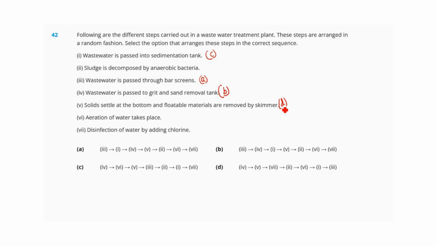After that, the remaining sludge is decomposed by the anaerobic bacteria. This is E. And then the sludge is sent to the aeration tank so that aeration takes place. So this is F. And the last one, disinfection, is done by the addition of chlorine. This is G. So our correct answer is option number B.